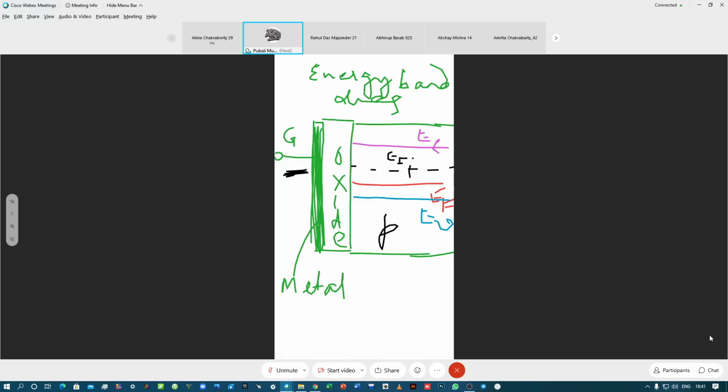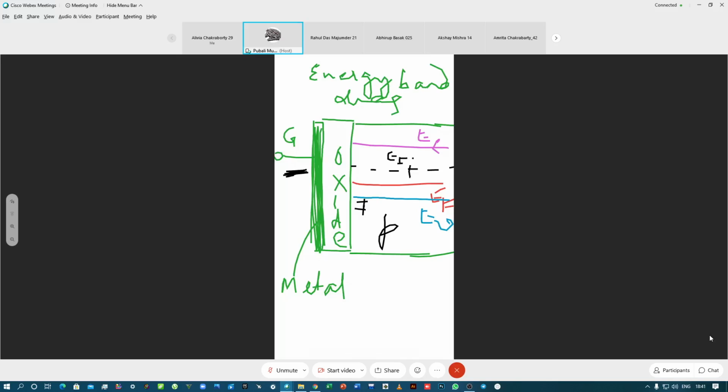When you apply a negative charge, there is an accumulation layer of holes created at the oxide semiconductor interface. So what is going to happen?